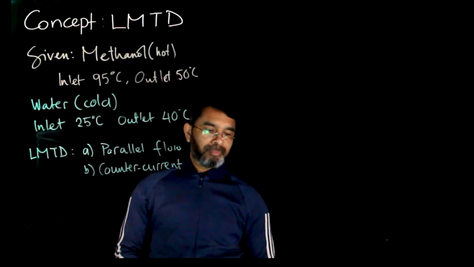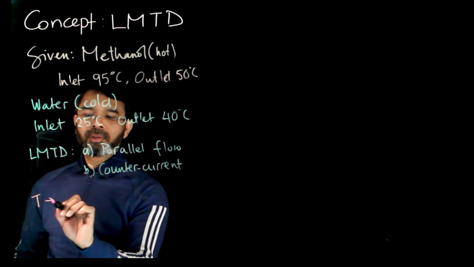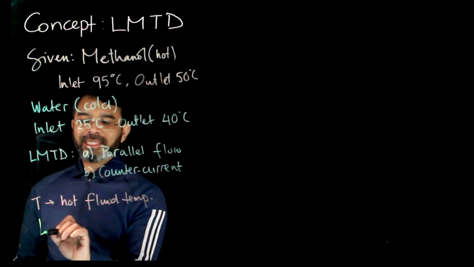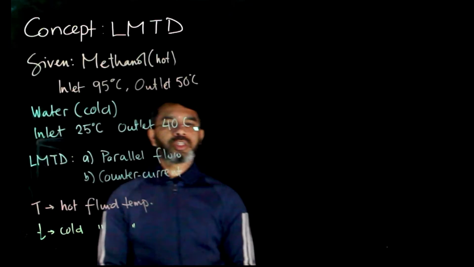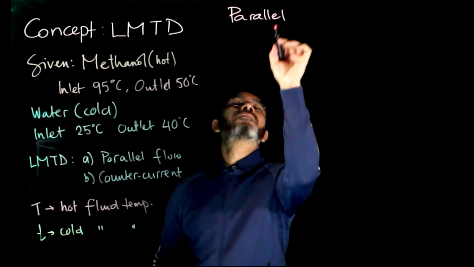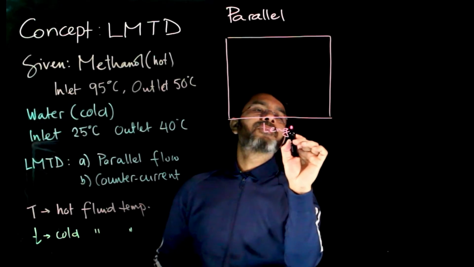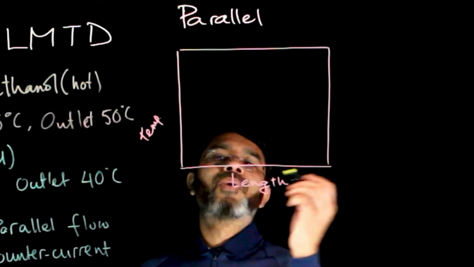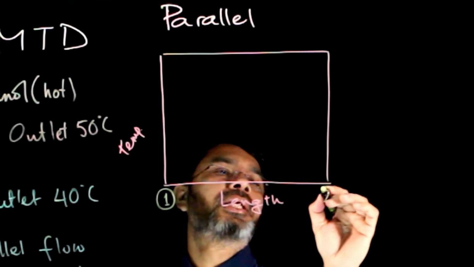Just to give some consistency in the notation, we'll use capital T for hot fluid temperature and small t for cold fluid temperature. Now let's look at the condition for parallel flow first. If we draw the temperature profile along the length of the heat exchanger, with this as our temperature axis, you can denote either end to be 1 or 2. We'll consistently denote the left end to be 1 and the right end to be 2.